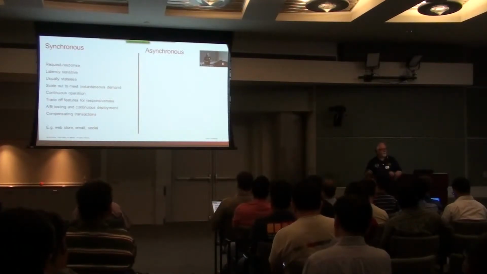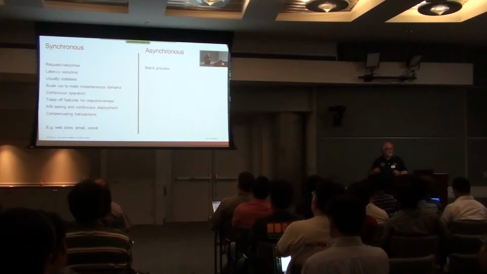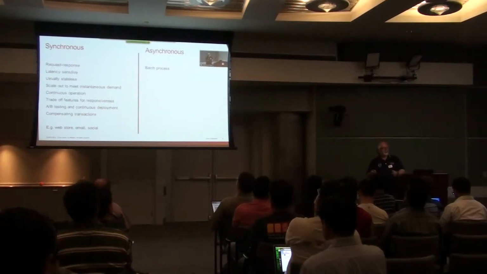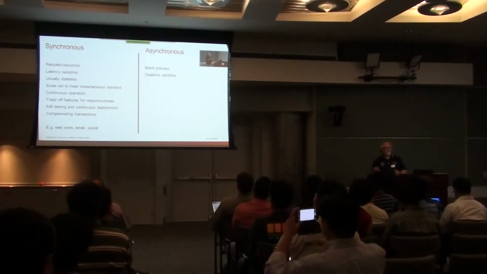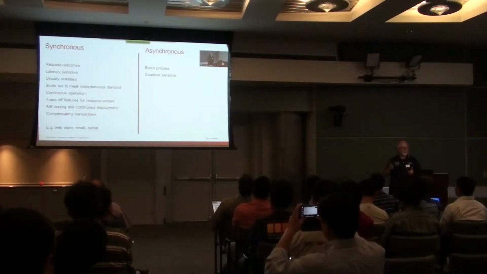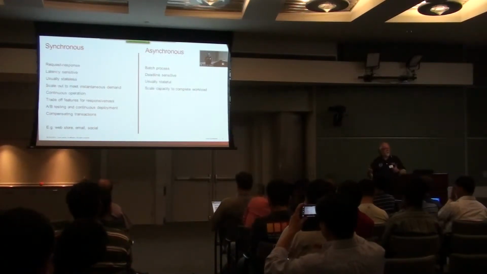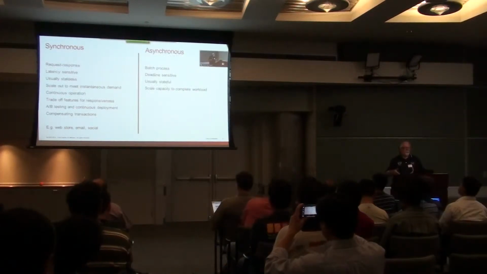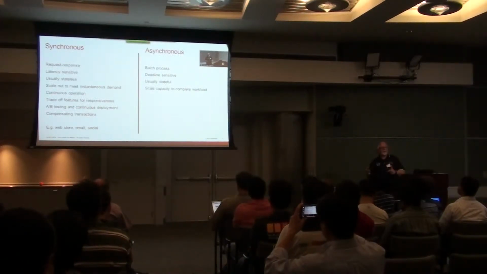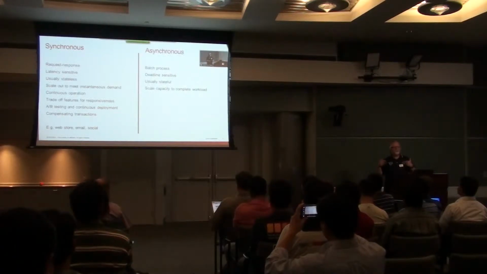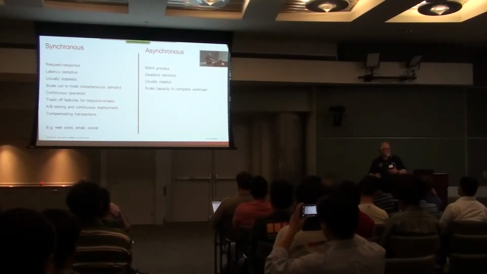By contrast, there are still a lot of asynchronous things out there. They are batch processes, they are deadline sensitive, they are not latency sensitive. Right? These are the things where it's often very stateful, and you don't scale to meet instantaneous demand. You scale to meet a deadline. If you've got more work than you're going to have capacity for, you will add more capacity to meet your deadline.